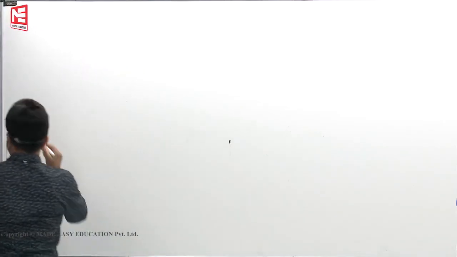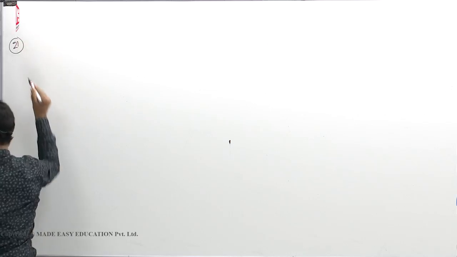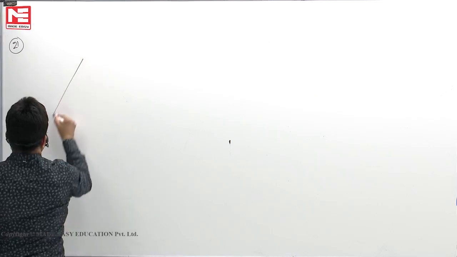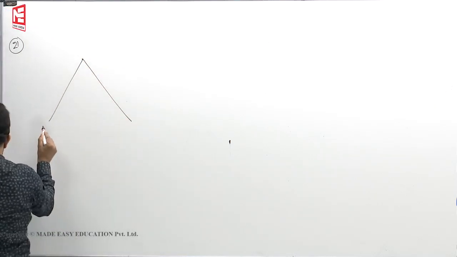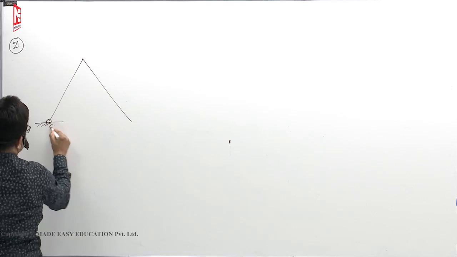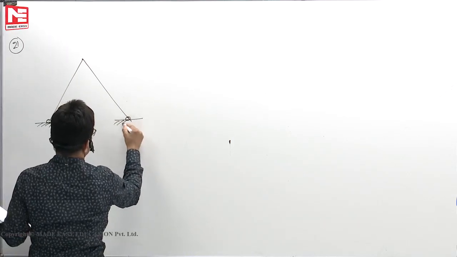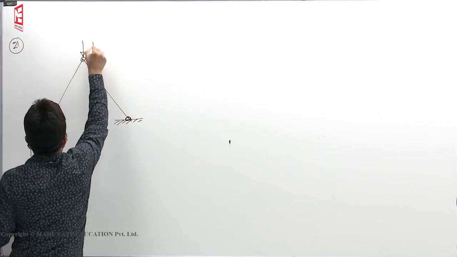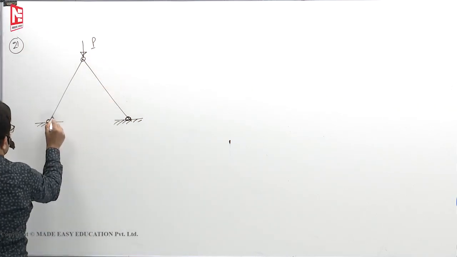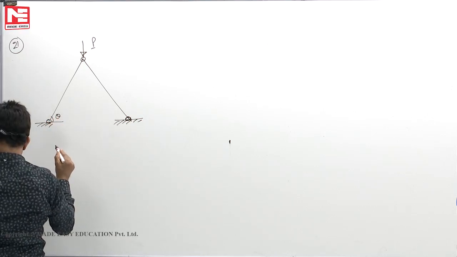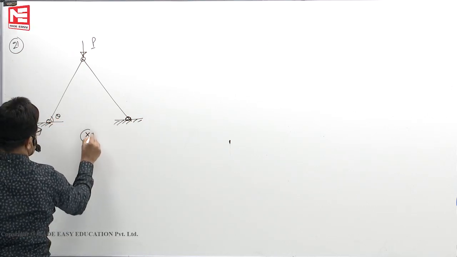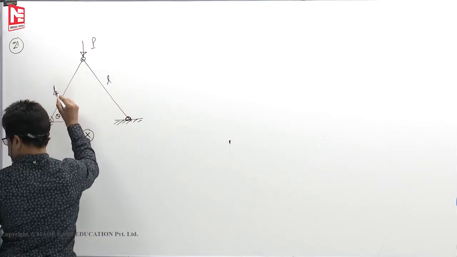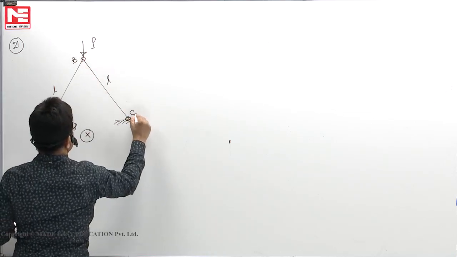Now see the 21st question. There are two diagrams. In the first case, both are hinged supports. Circle is there, so hinge. Here also circle. So you have a force P, and the angle of inclination is theta. This is the first case, the X case. Length is L here, A, this point is B, C.